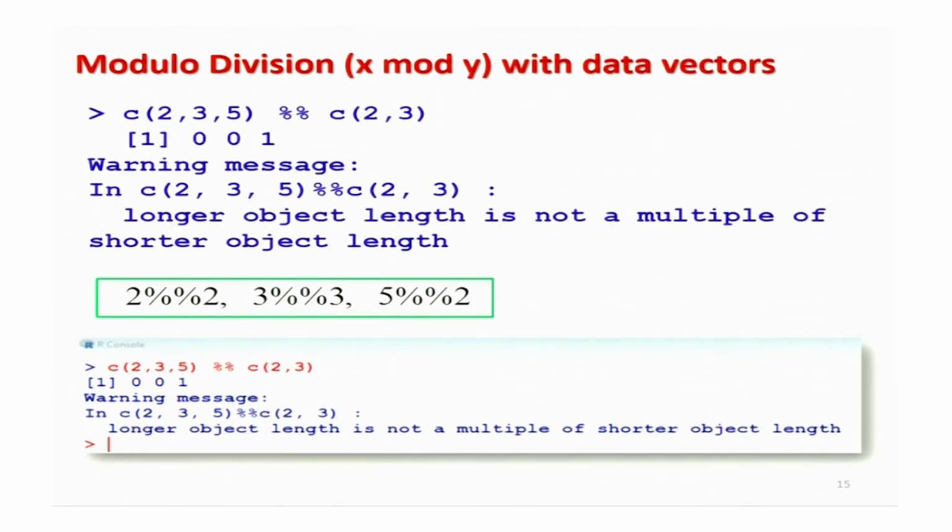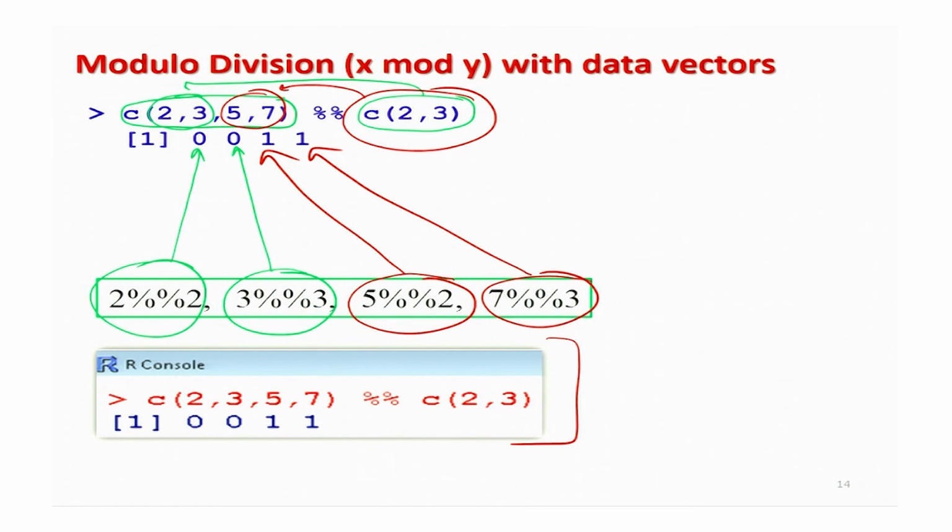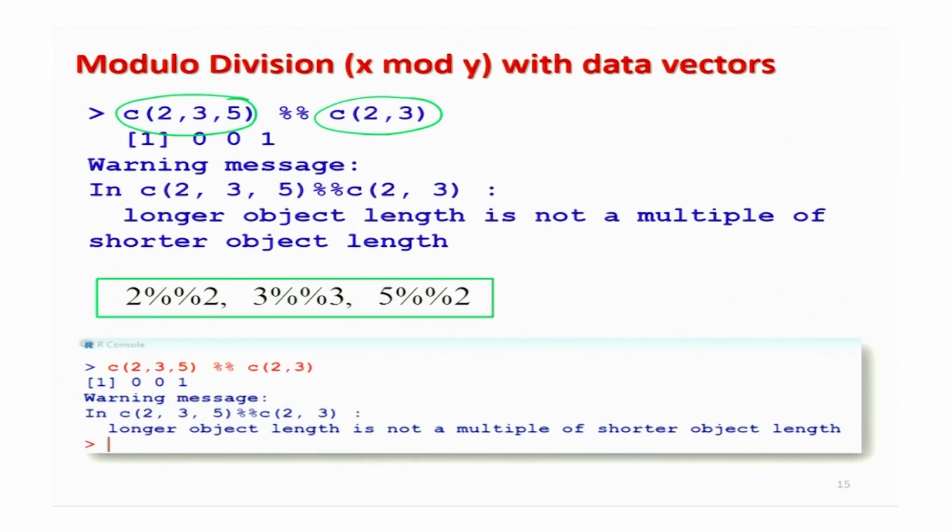Now I try to take the last example where I take 2 data vectors for modulo division, but the first data vector has 3 elements and the second data vector has 2 elements. So the number of elements in the second data vector is not an exact multiple of the length of the first data vector. For example, in the previous case, the length of the first data vector was 4 and the length of the second data vector was 2. So the length of the second data vector was an exact multiple of the length of the first data vector.